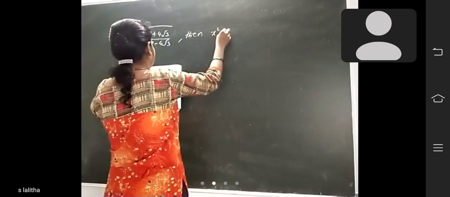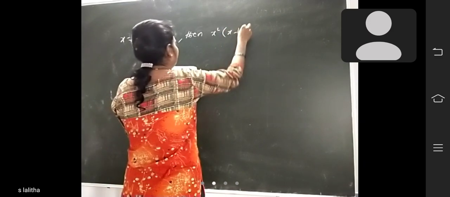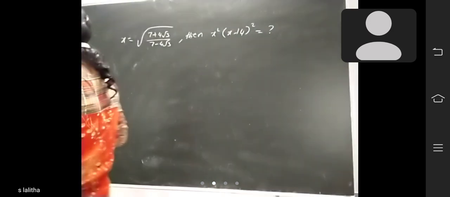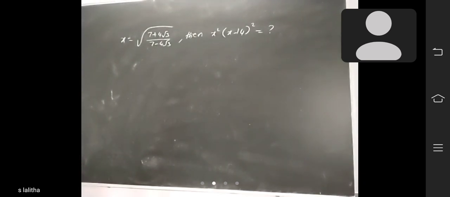If x is equal to the square root of (7 plus 4 root 3) by (7 minus 4 root 3), then x square into (x minus 14) whole square is equal to how much? You have to find it. Okay. First you should take the x value.